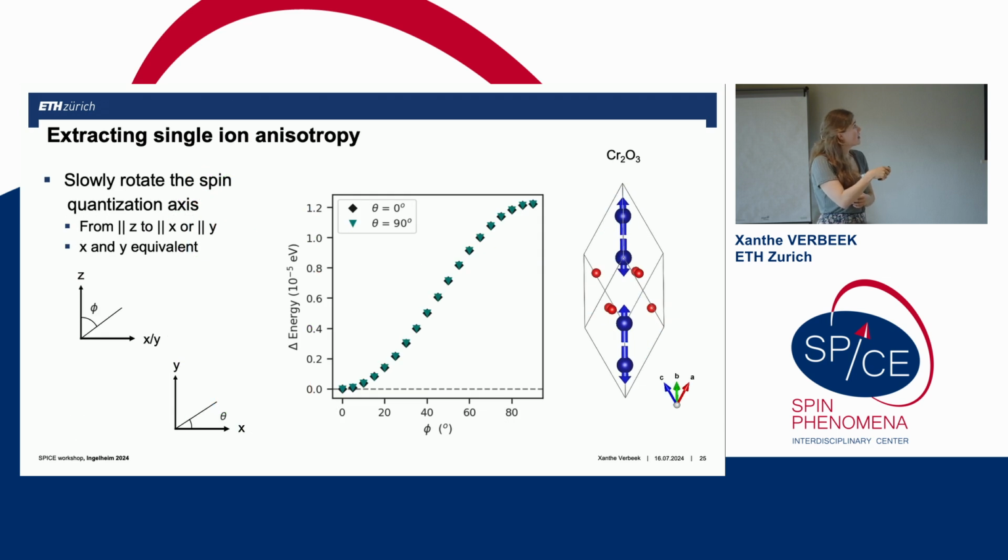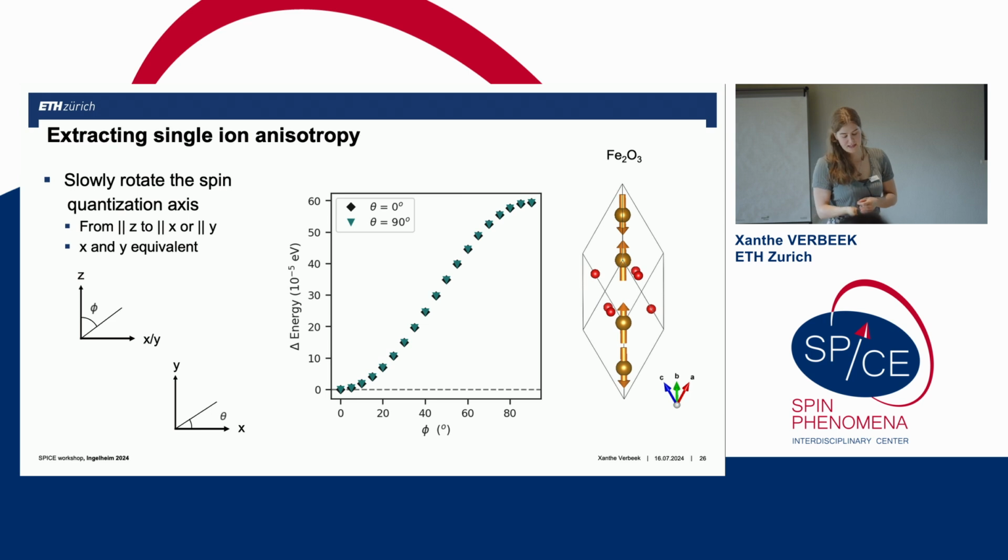The single ion anisotropy I extracted from the bulk simply by rotating the magnetization axis away from the z-axis, either onto the x-axis for theta equals 0 or onto the y-axis for theta equals 90 degrees. And so we see that there's no in-plane anisotropy at all. There's no theta dependence, but there's a nice sinusoidal phi dependence as expected.